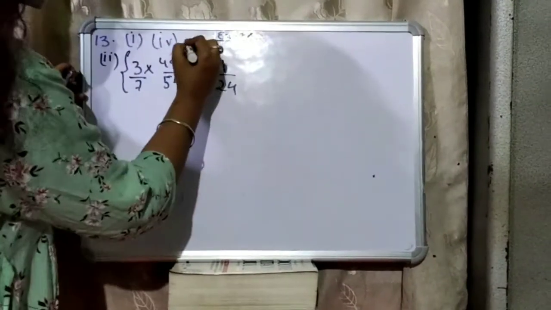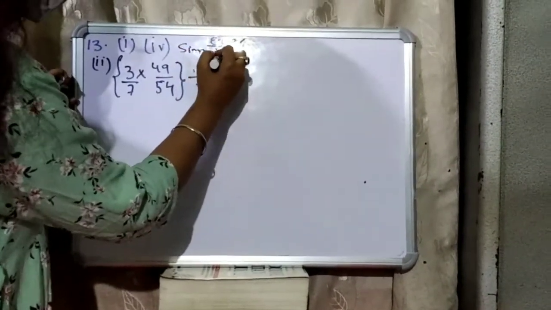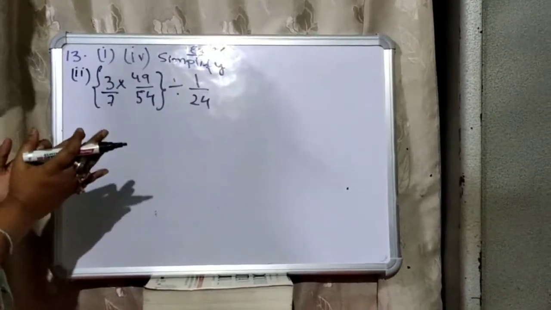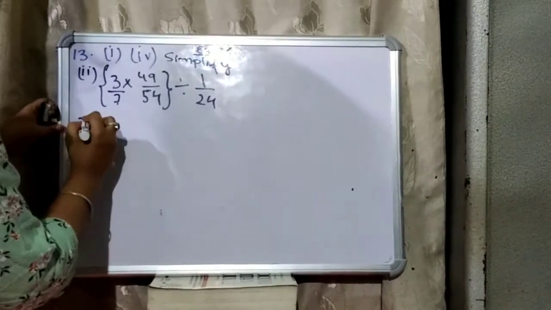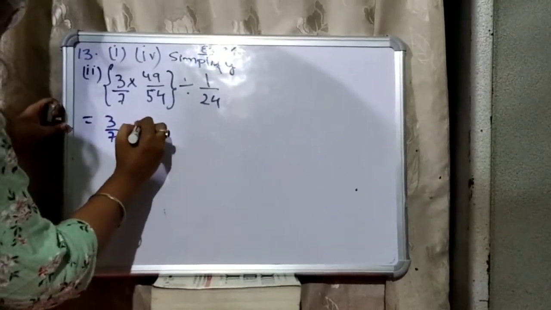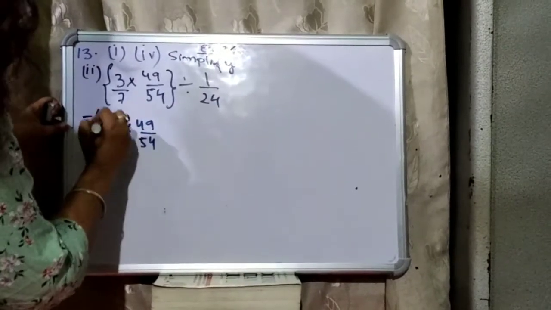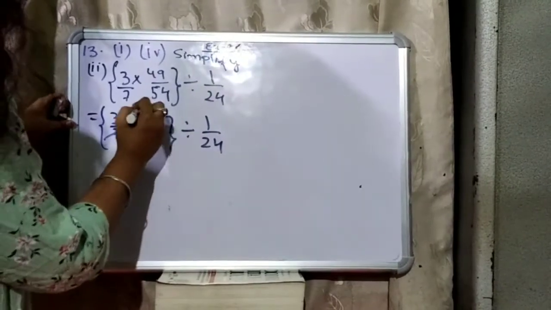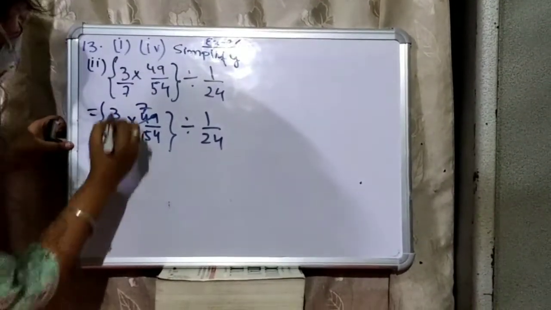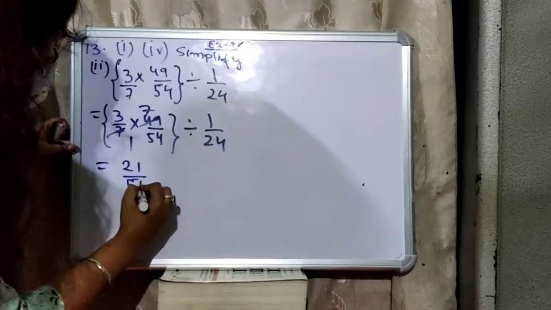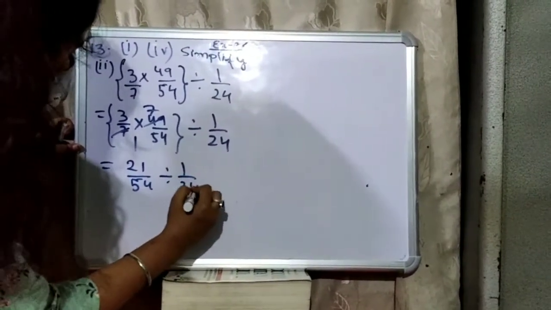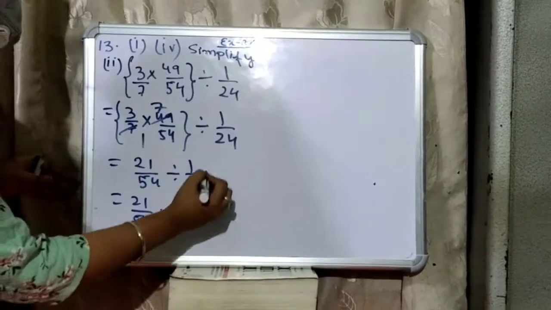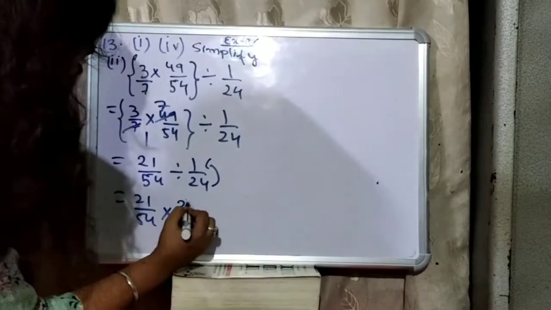What is the question in 13? They have asked you to simplify, which means you have to convert this complex number into a simple number. Okay, next step: 3 by 7 into 49 by 54, bracket, divided by 1 by 24. Now 7 ones are 7, 7 sevens are 49. Then 7 threes are 21, so 21 by 54 divided by 1 by 24. Now again, the 24 will go up and the 1 will come down. It will become like this.